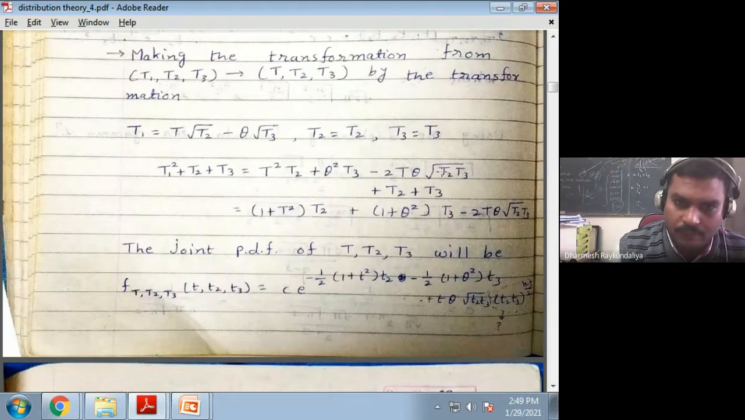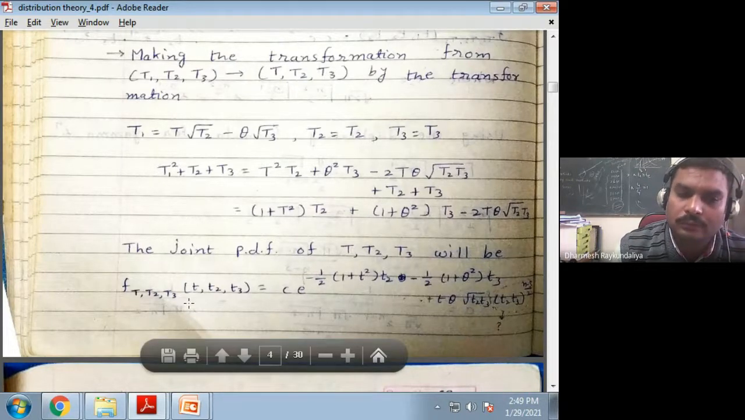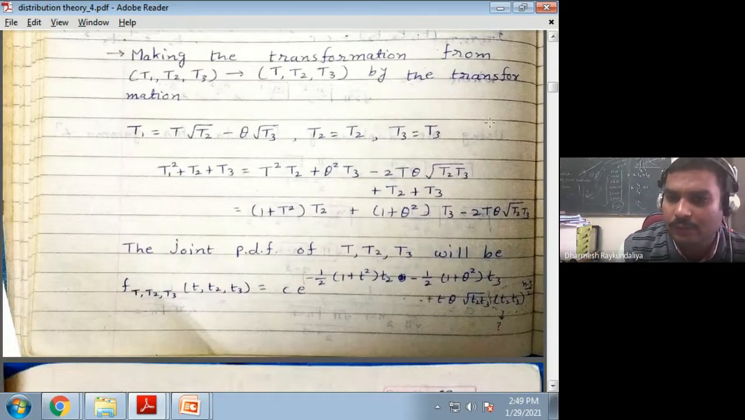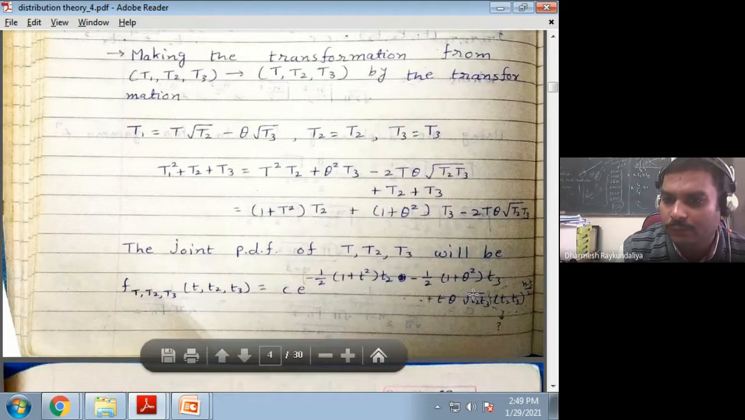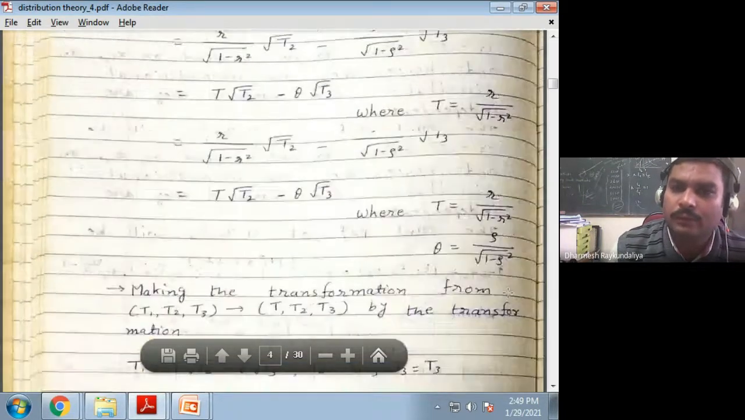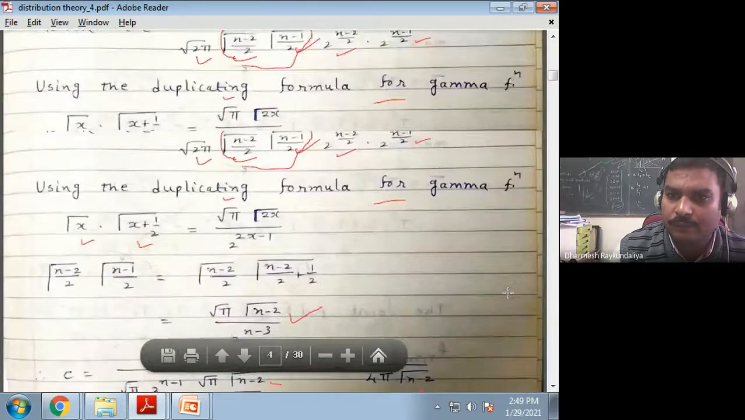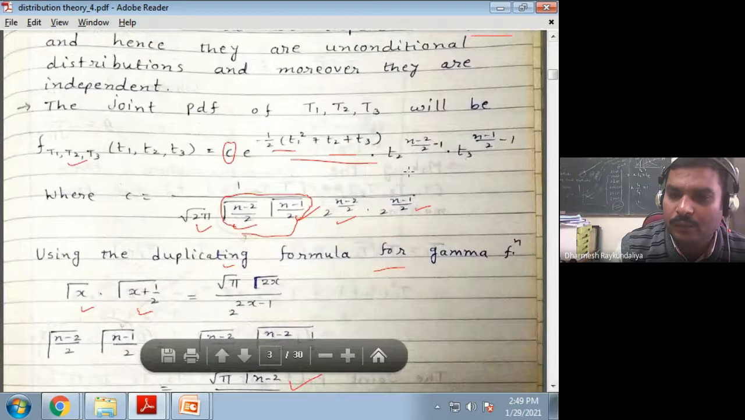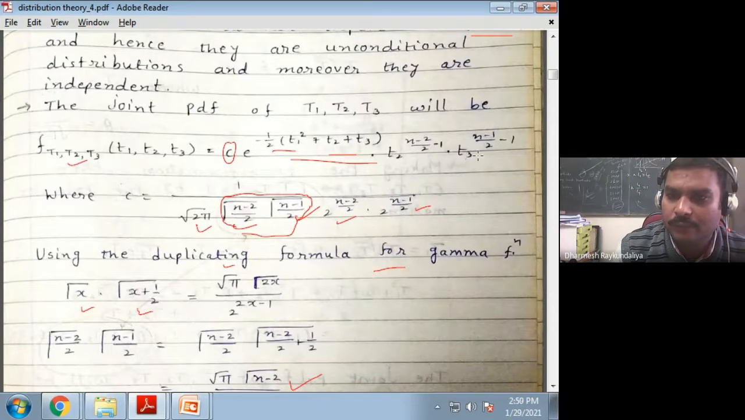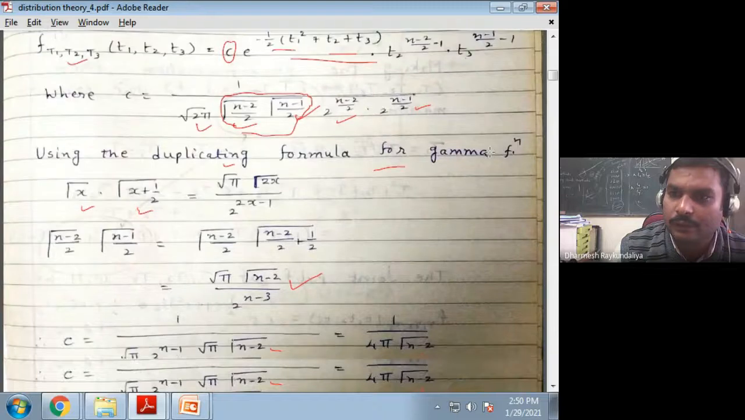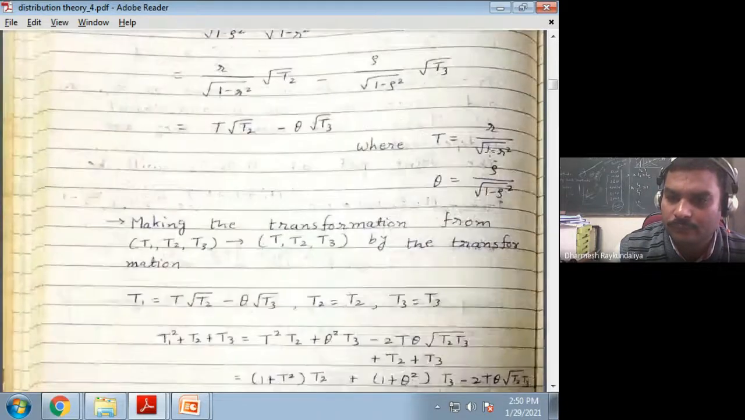Now we will also find the Jacobian, but I will find it later on. So if you are substituting, this f(t, t2, t3) is equal to, what you will write, it is e raised to minus half of (1 plus t square) t2 plus (1 plus theta square) t3 minus 2 t theta root t2 t3, into t2 t3 as it is written, so what is the power? It is t2 raised to n minus 2 of this, and t3 equal to this. So as it is, you have written.